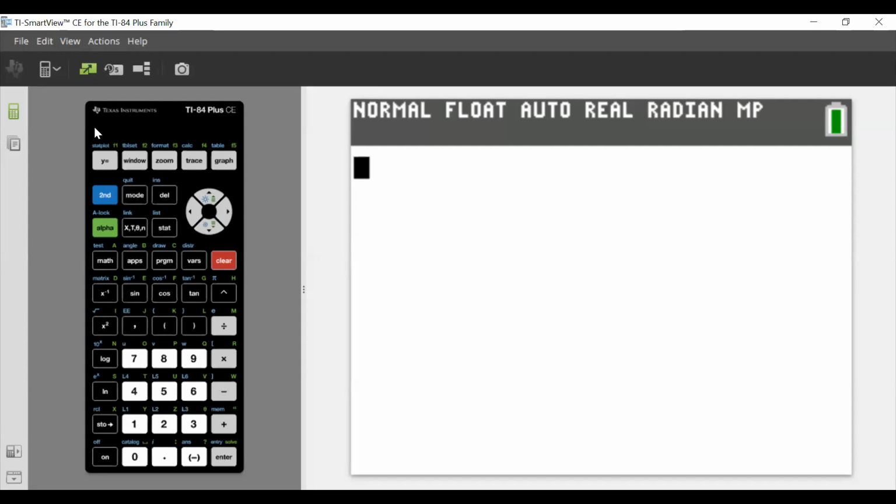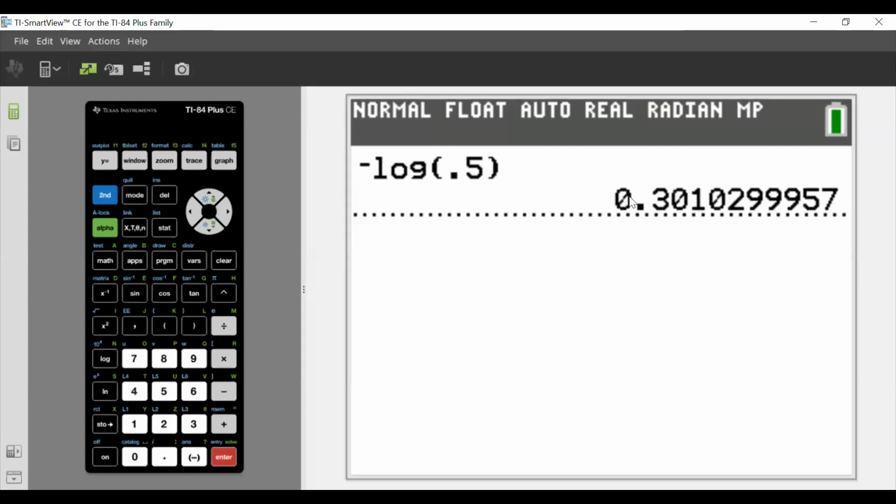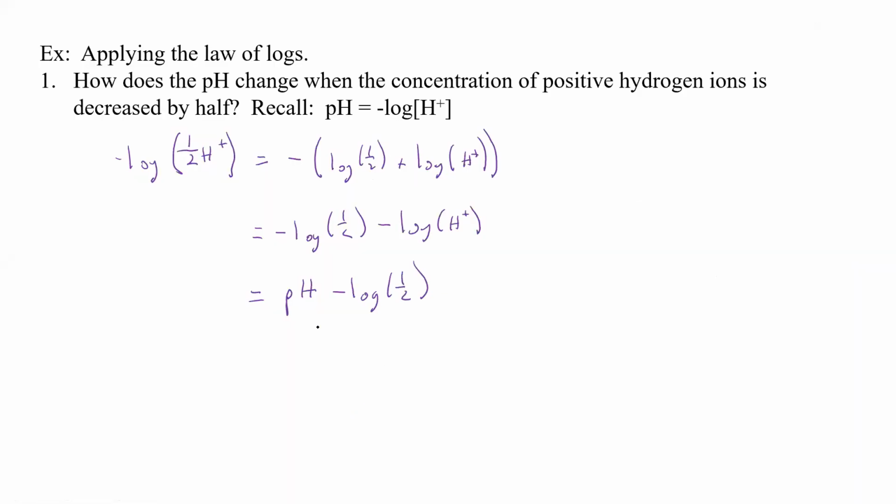So then what we need to do is take minus, and we need to use this negative, so we're taking minus the log of 1/2, which is 0.5, and that's equal to 0.301029. So 0.301 is what we need. So going back here, that's going to give us pH plus 0.301. So what does it do to the pH?